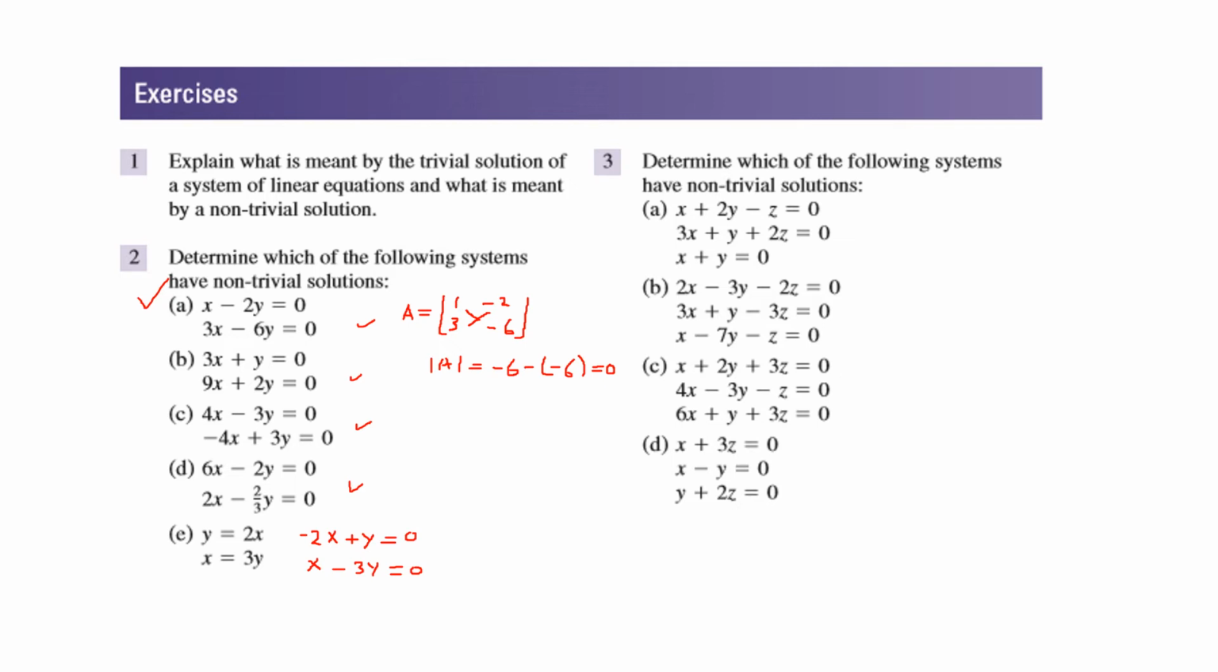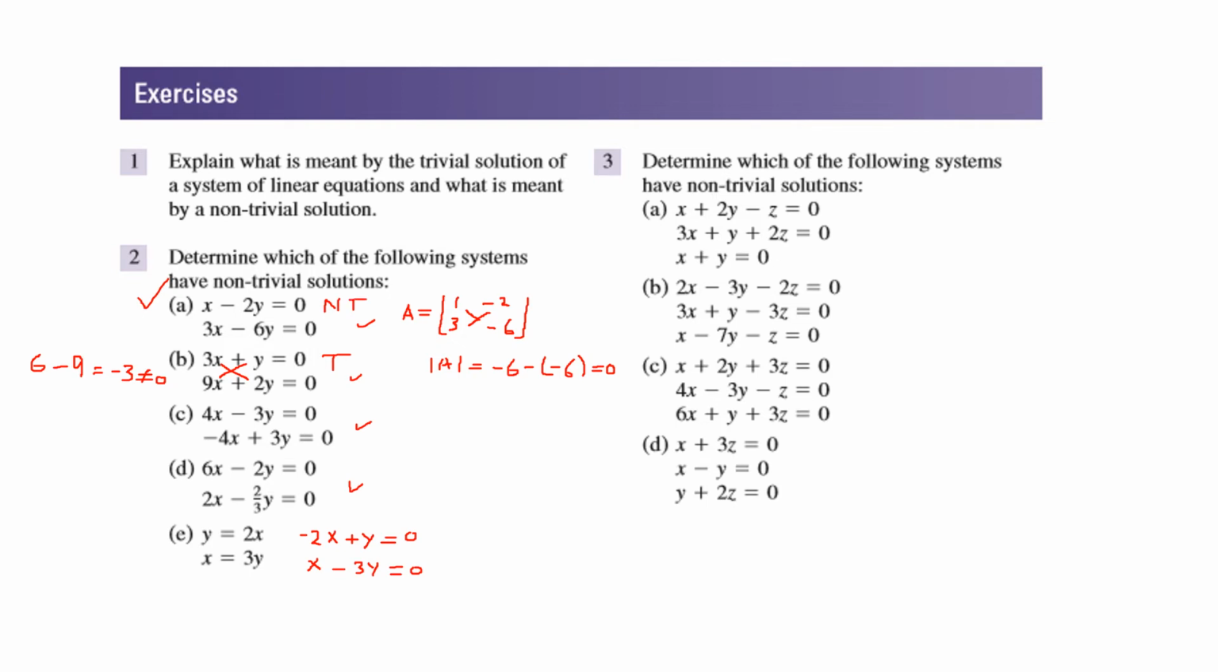So 2 3s are 6 minus 9 ones are 9 equals minus 3, which is not equal to 0. When it is not equal to 0, it means it has a trivial solution. So it has a trivial solution. The first one here, non-trivial solution.